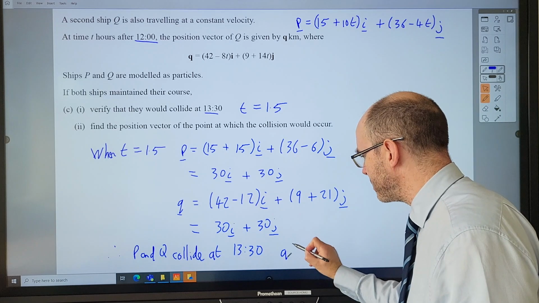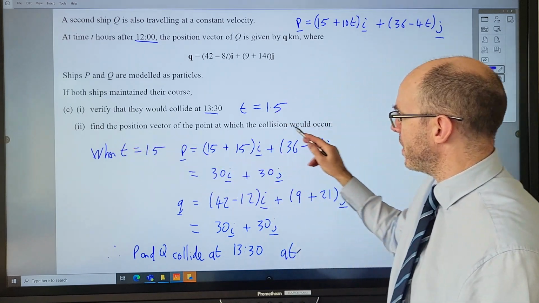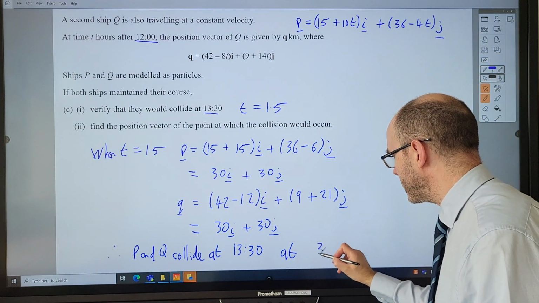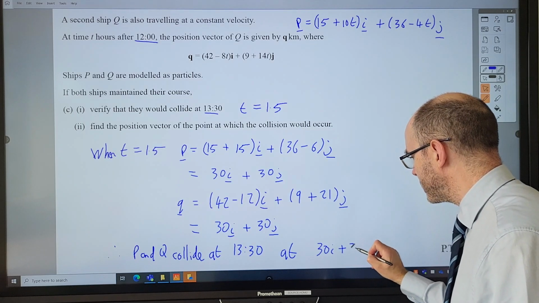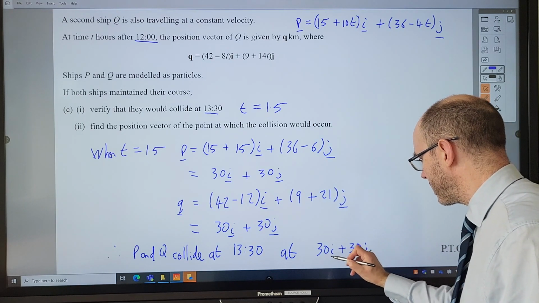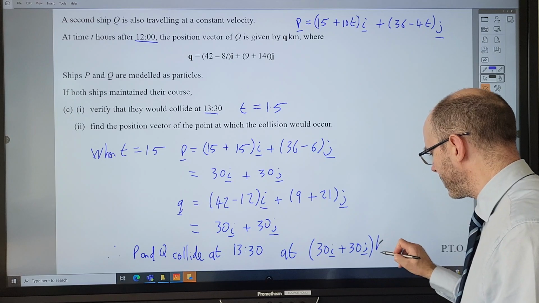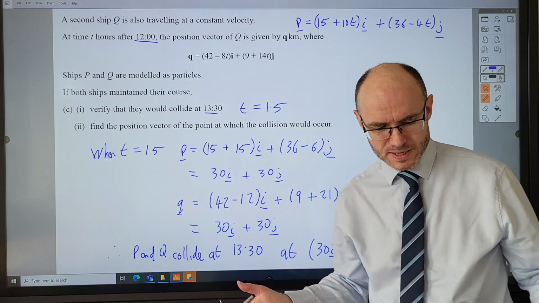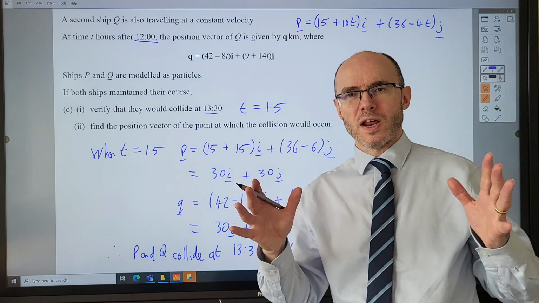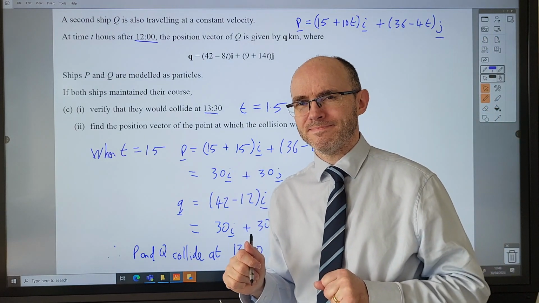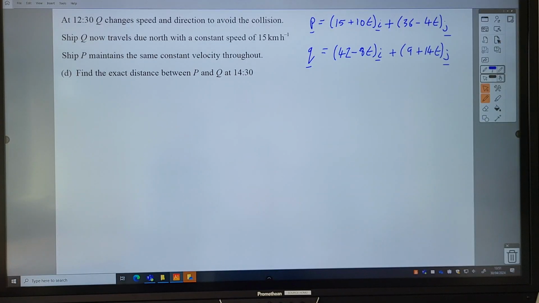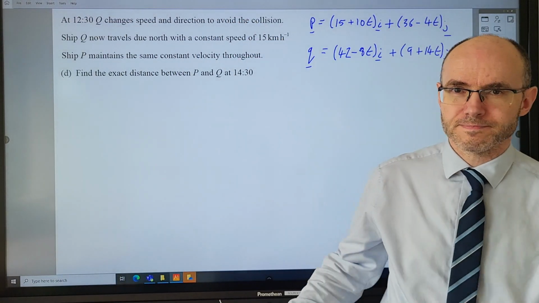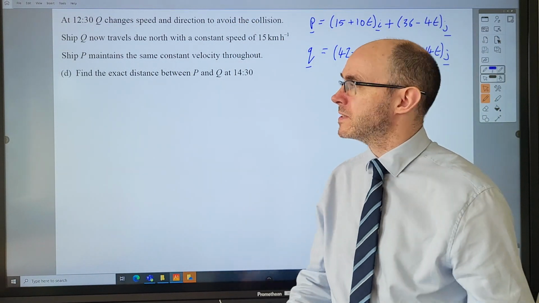And then I'll go back down the position vector. That covers this part, you see. At 30i plus 30j kilometres. Okay, and that's that part of the question done. Right. Stand by for the final part coming up right now. Okay, last bit, let's go then.